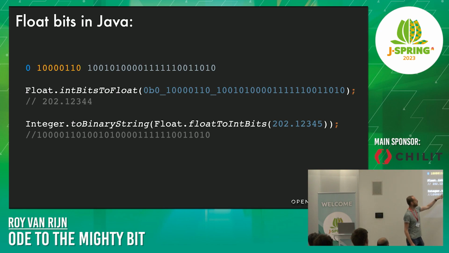By the way, did you know you can do this? Like 0B and then a binary number. And then you can use underscores in a number to denote a space, which just gets removed. This is valid Java, and not a lot of people I know knew this.